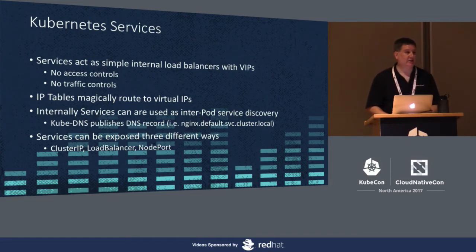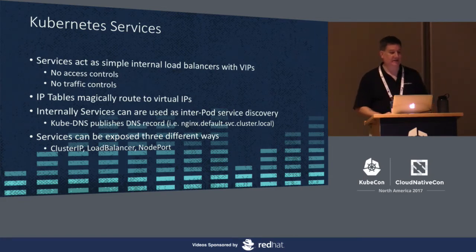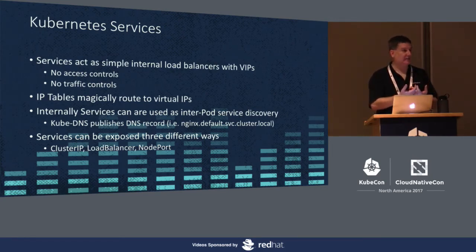The magic of the service discovery piece is kube-dns. So kube-dns will create an A record for every one of your services. I'll give you an example here about midway down on the third bullet, nginx.default.svc.cluster.local. So nginx is the service name. The default is your namespace. So if you put something in another namespace, expect that to be different.